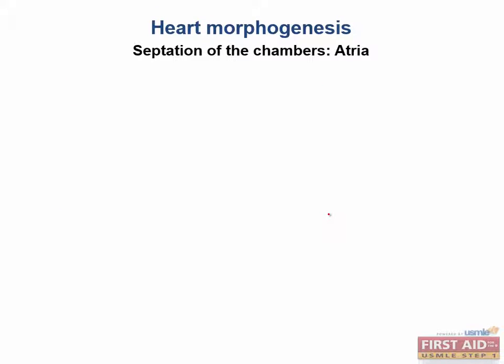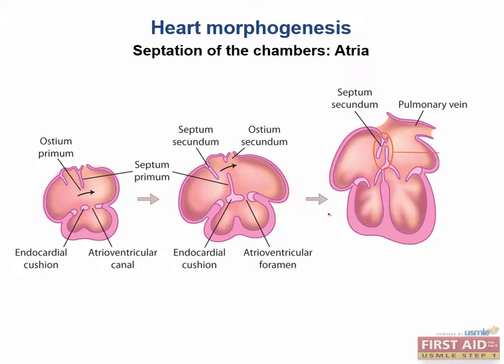The names of the structures involved in the development of the atria will guide your understanding of what initially seems to be a rather confusing sequence of events. But let's use this helpful diagram and we'll power through it. Now, first of all, a segment of tissue begins to grow from the top of the atria, and this first segment of tissue, or septum, is called the septum primum, for the first one to show up. It begins to grow downwards towards the endocardial cushion that's sitting here in the atrioventricular canal.